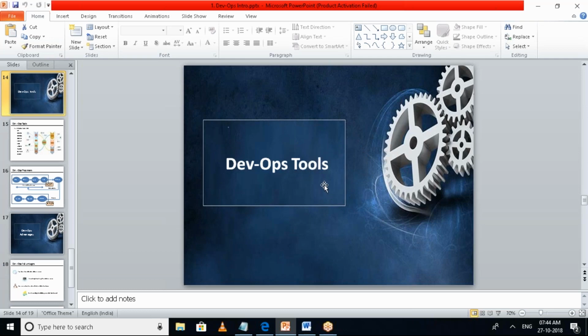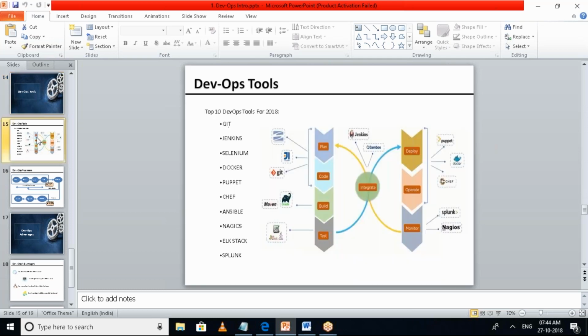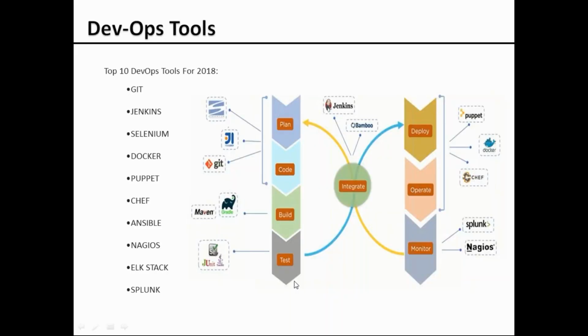There are a lot of DevOps tools in the market, but it is our call which tool we use and which one fits our requirement. If you see this diagram, this is the developers team, and this is the operations team. These are the activities that each team does.